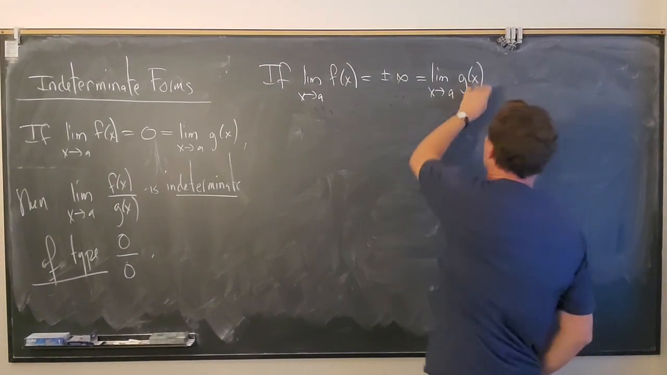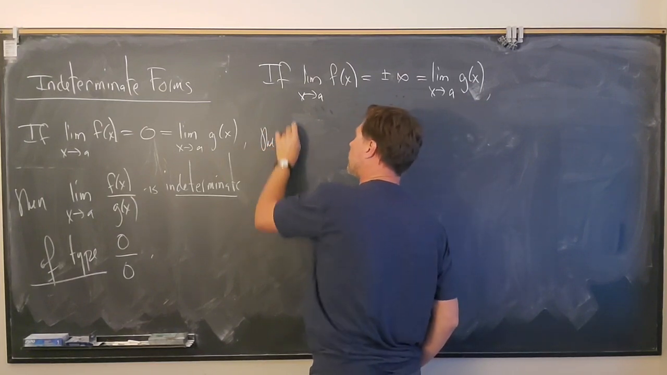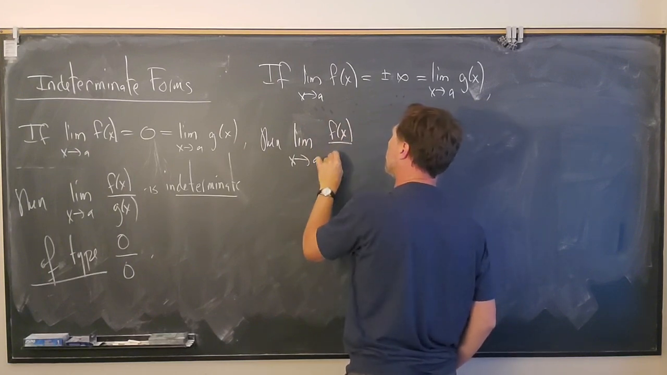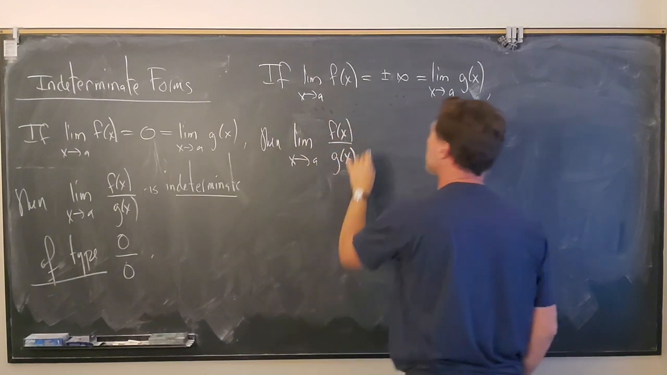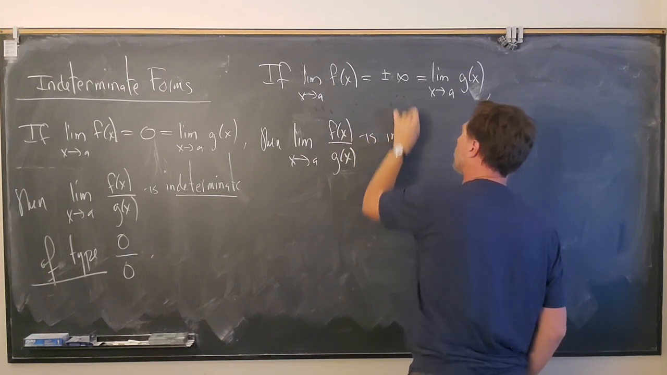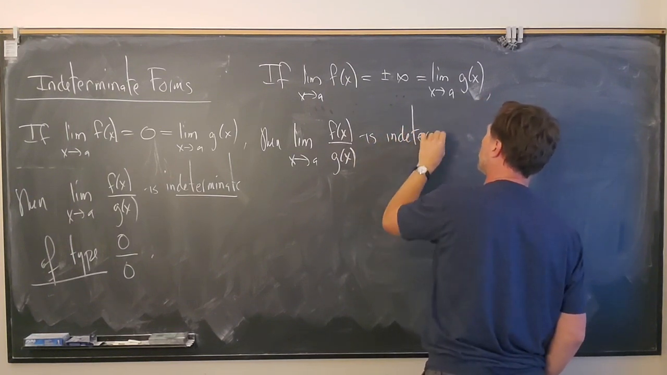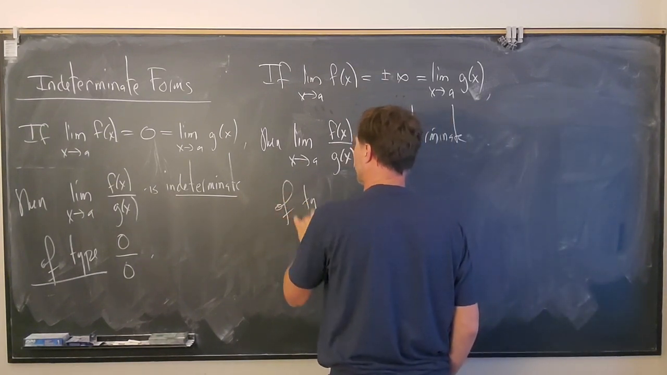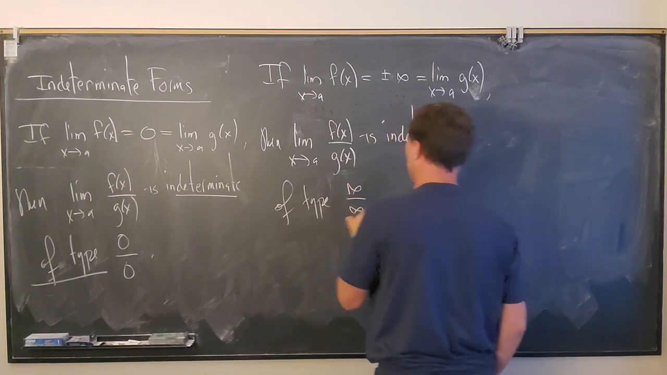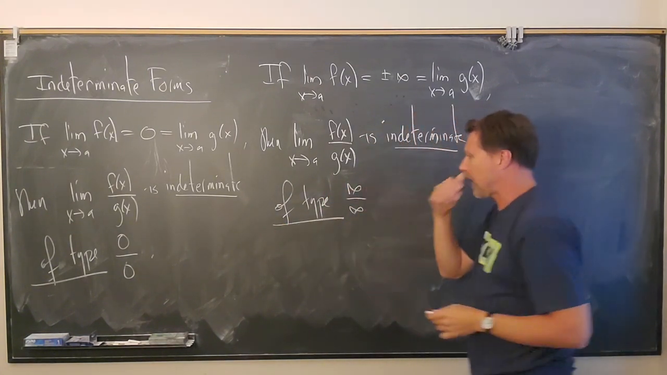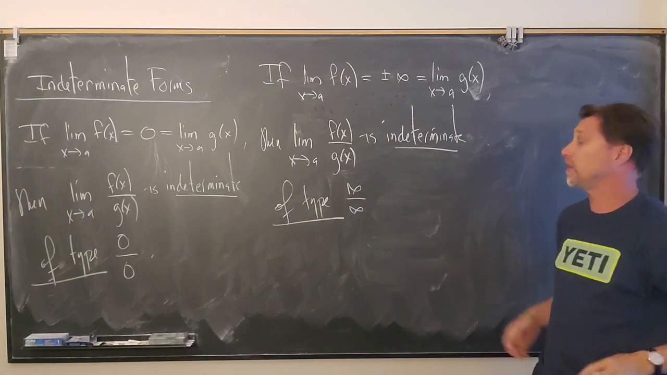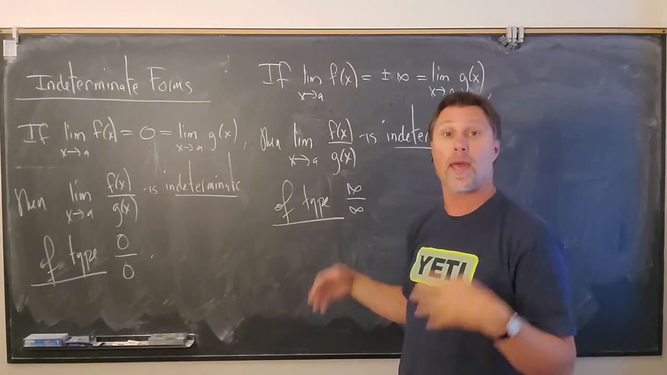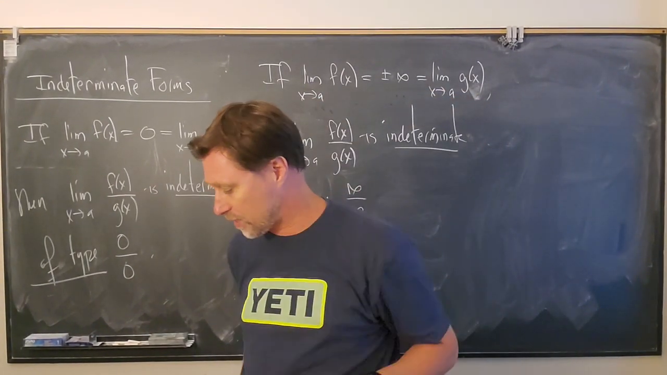That's fine. Then, when we look at the fraction, the limit as x approaches a of f of x divided by g of x, we say that this is indeterminate of type infinity over infinity. And we don't worry about whether it's plus or minus infinity and plus or minus infinity. We just say it's infinity over infinity. And what this means is we don't know the answer. We don't know what the limit is at this point. We need to analyze it further.